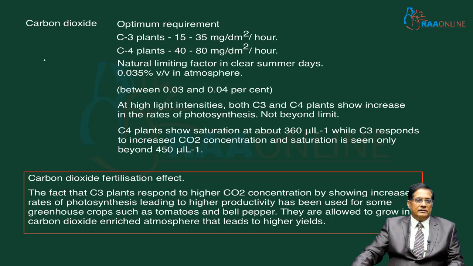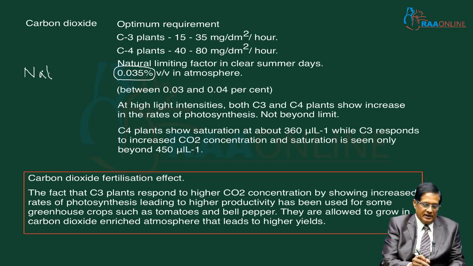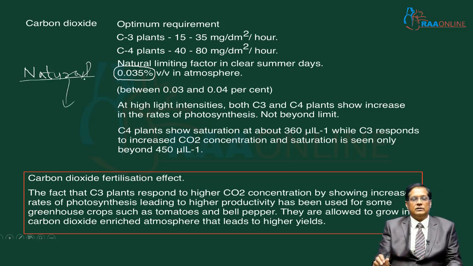Carbon dioxide, if we see this particular amount, with respect to plants it is a natural limiting factor. That is, plants need more carbon dioxide for their photosynthesis. Though it is a greenhouse gas, this is the mistake of human beings.